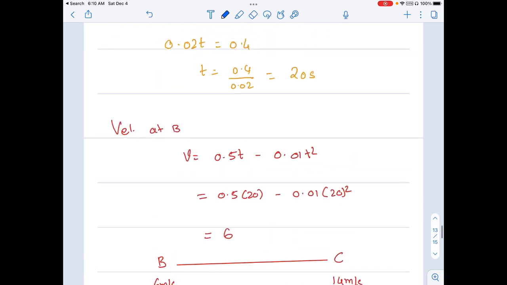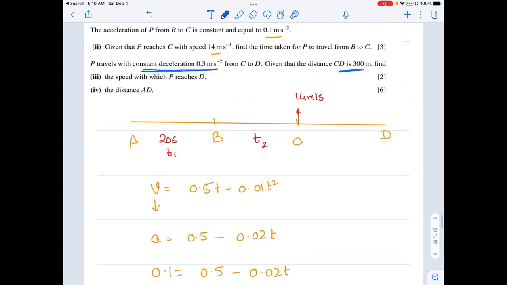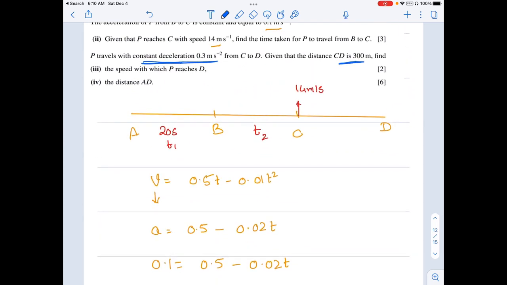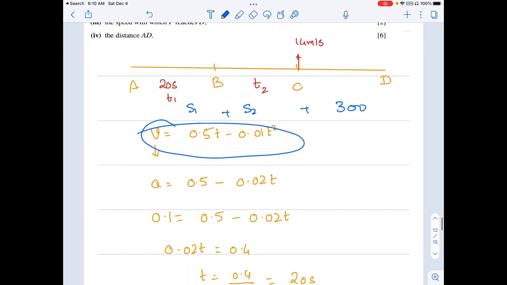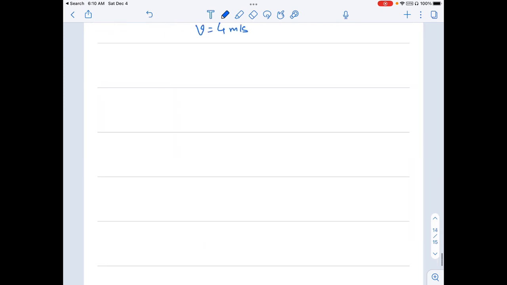V is equal to 4 meters per second. And coming to the last part of the question, find the distance AD. He is asking us to find the distance AD. So we have to find the distance AB, then BC plus CD. CD is already given as 300. So S1, S2 and 300. If we add all these things, we will be able to get that answer. That is the reason it is a 6 marks question. So it's a lengthier procedure.